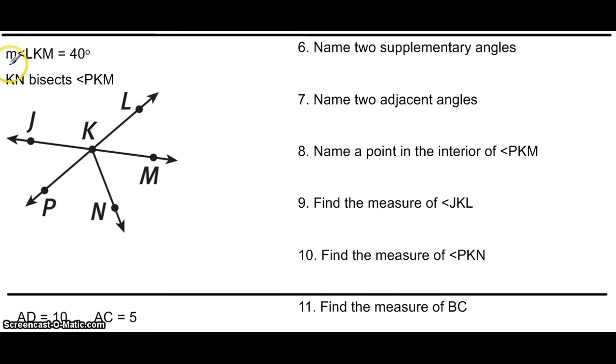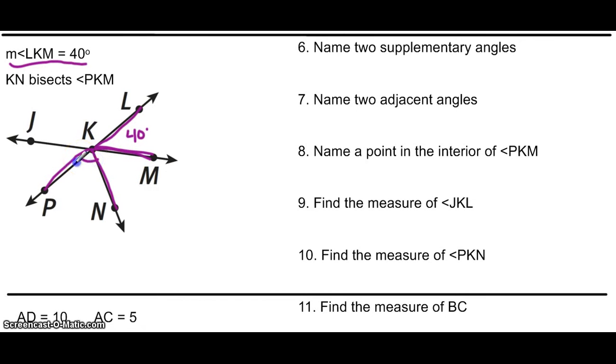The information given here is that the measure of angle LKM is 40 degrees. So here is LKM, and I'll mark that with 40 degrees. Then it says that KN bisects PKM. So here's KN, and it bisects angle PKM. Well, what does bisect mean? Well, it means it cuts the angle in half so that the two remaining angles are congruent.